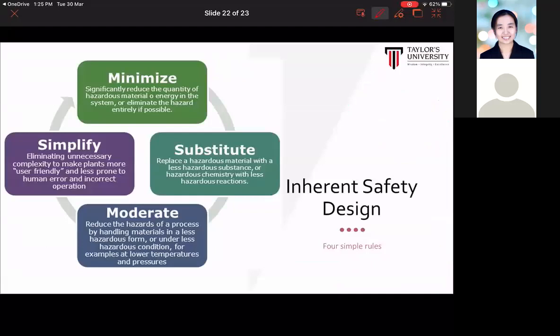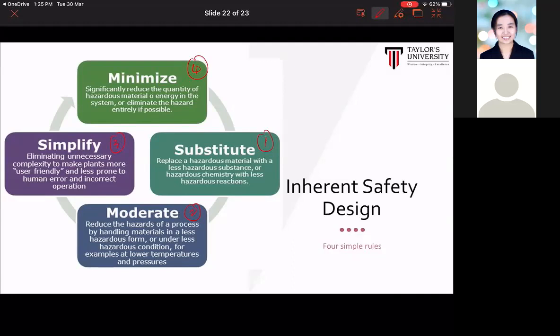I think we're almost done. So, 4 simple rules of inherent safety. Number 1 is substitute. Yeah, if possible, we want to substitute it. Number 2, moderate it. Then simplify it, and also minimize it, in any sequence that can come in, doesn't matter. So these are the 4 things. If we can change them completely, we are going to change it.